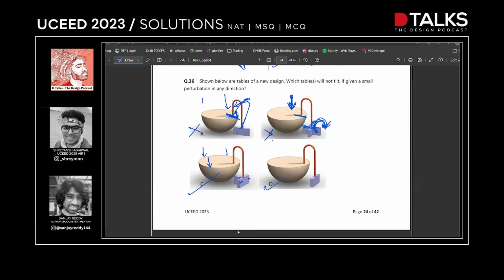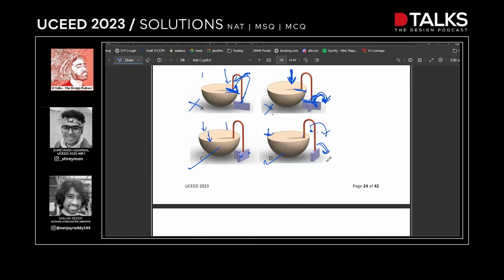Same for option D, right? So people think that in option D, if you put a force here, it will topple. No, that's not the case, because to topple like this, the entire rod also has to topple in this direction, which is just not likely. It cannot happen. The center of mass is going to be somewhere around here, so it's impossible for it to fall on the other side. So the answer is C and D. Yeah, C and D, correct.